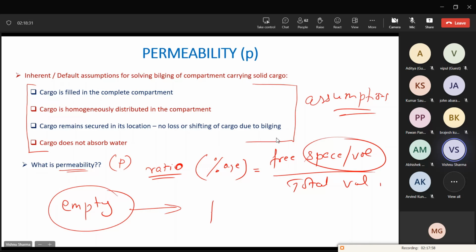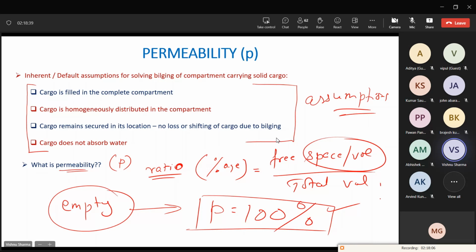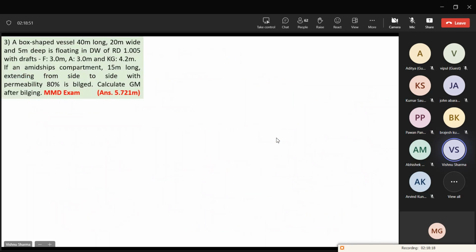What is the permeability of an empty compartment as per you? 100%. Very good. So it's not that we did not factor permeability there. We did not speak it out, but there was a permeability there also. It was 1 or 100%, whatever you want to say.